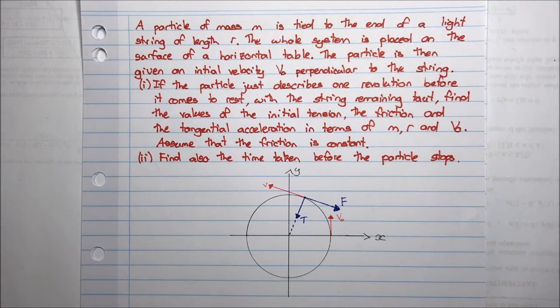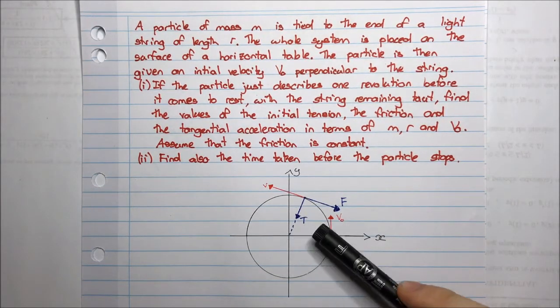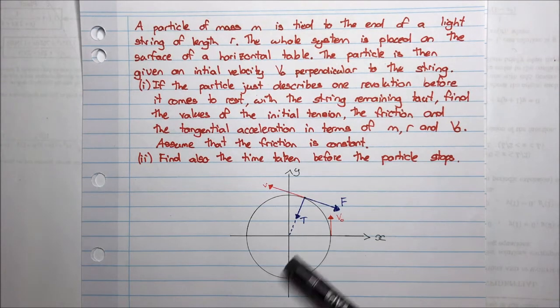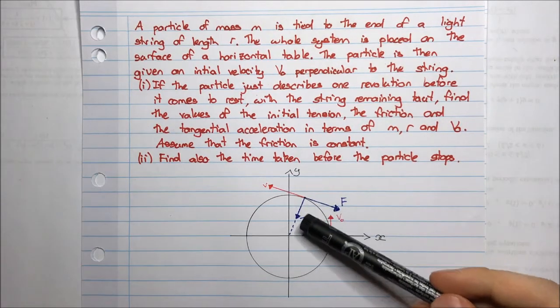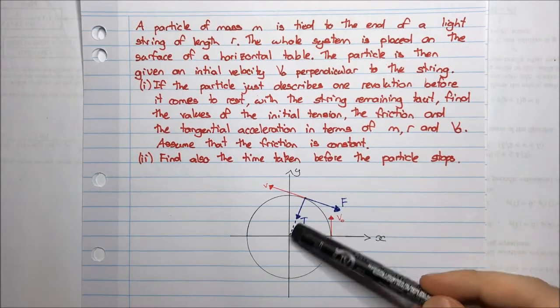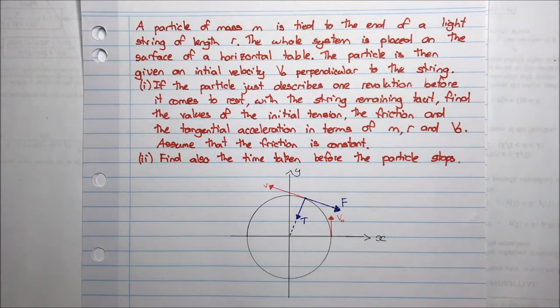So the force that is going to give us this centripetal force is going to be a tension force, which I've called capital T. The tension force is the centripetal force in this system, and it's always acting towards the center. That's why we can see it pointing inwards towards the origin, the center of the circle. Okay, so that's the tension force. What else do we have?